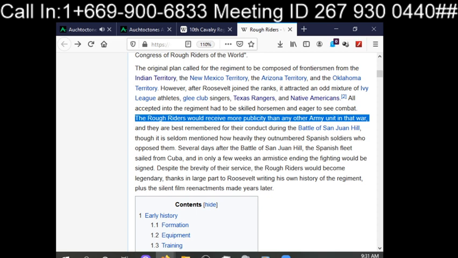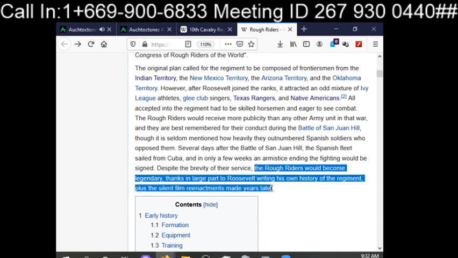So, they gave more focus to the Rough Riders than the Buffalo Soldiers because they wanted to whitewash the regiment. They said they were best remembered for their conduct during the Battle of San Juan Hill, though it is seldom mentioned how heavily they outnumbered the Spanish soldiers who opposed them. Several days after the Battle of San Juan Hill, the Spanish fleet sailed from Cuba, and in only a few weeks, an armistice ending the fight would be signed. Despite the brevity of their service, the Rough Riders would become legendary, thanks in large part to Roosevelt writing his own history of the regiment, plus the silent film reenactments made several years later. There you go. And that's where the whitewashing began.